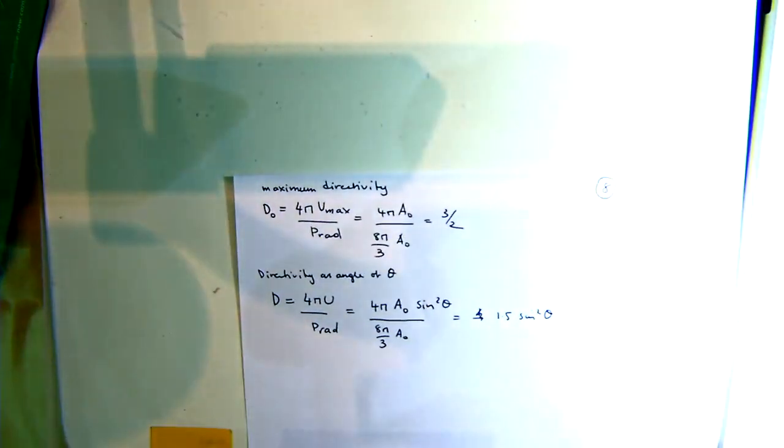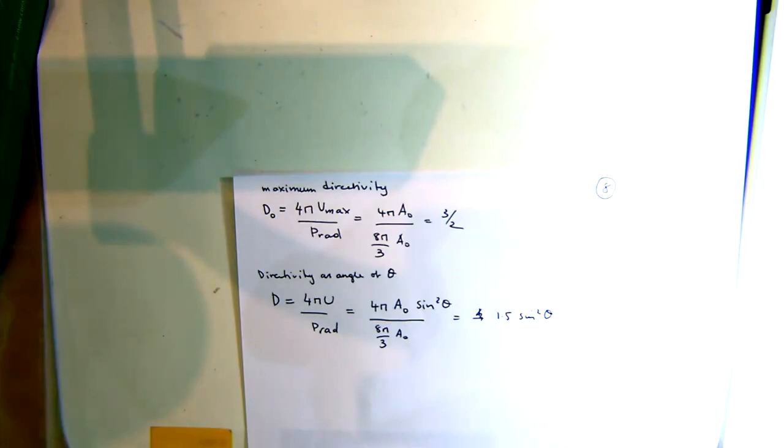Now, if we continue that calculation and work out the maximum directivity, we go 4 pi U max on total power radiated. We said that U max was A naught, because the maximum value of sine squared theta is 1. So it's 4 pi A naught on 8 pi on 3 A naught, which is 3 on 2. So therefore, for an infinitesimal dipole, its directivity is 3 on 2. Usually people express that in dB, so you'd say 10 log 10 of that value to get its directivity, and it's usually referred to as dBi, because you reference it to an isotropic antenna.